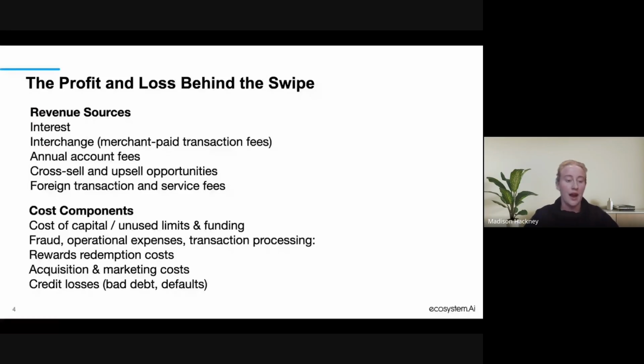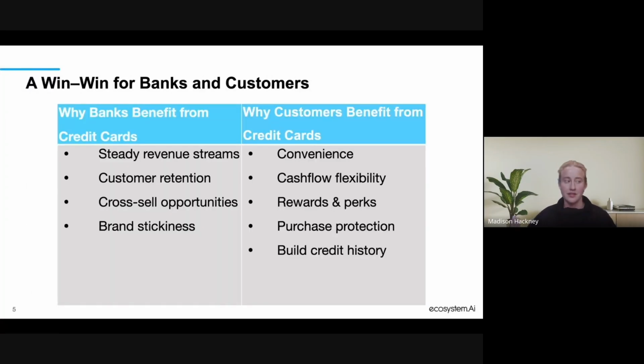So now let's unpack the different benefits to a bank issuing a credit card, but also the benefits that a customer can experience when they open up a credit card account. So there are steady revenue streams, but another important one is customer retention. With my bank, you have to already have an account before you can open up a credit card account. Once you've opened up 2 accounts, you build a stronger rapport with your bank and are less likely to leave. The bank is more likely to retain you as a customer. With that comes more cross-sell and upsell opportunities.